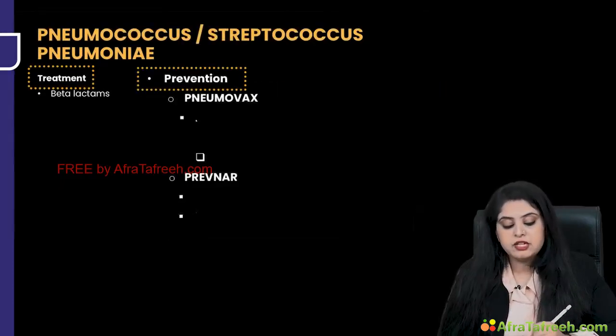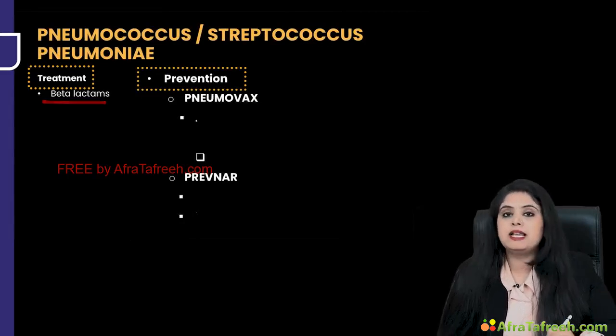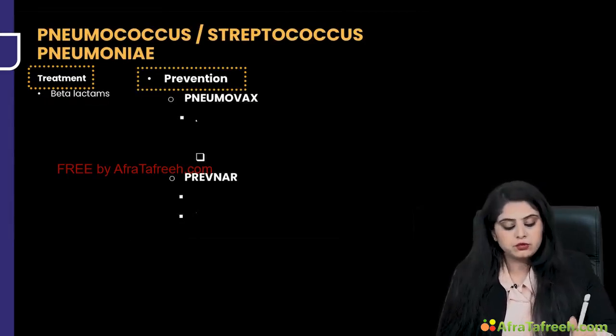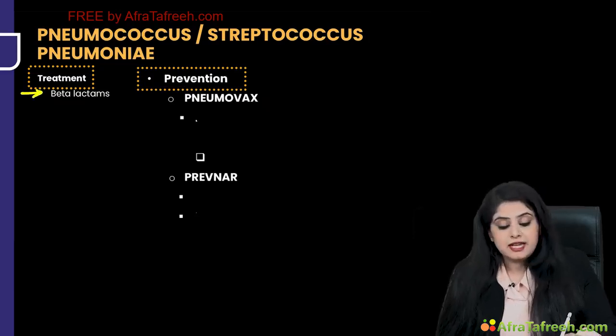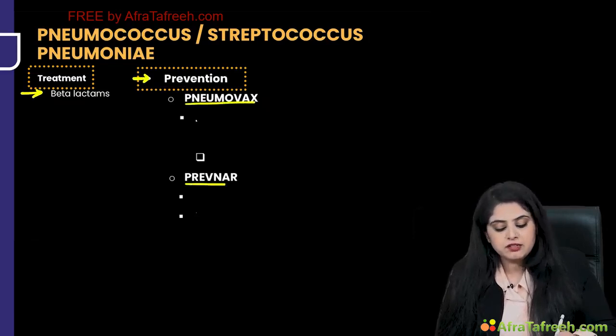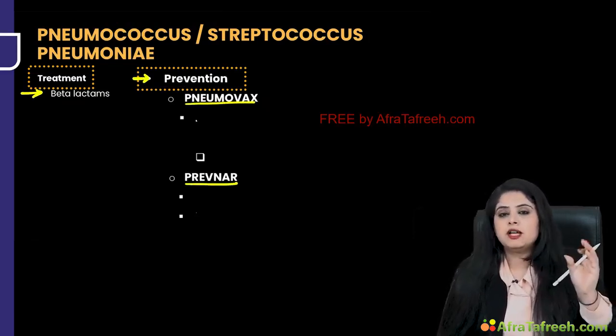When I ask you about the treatment of this, you know it is going to be beta-lactams. Resistance hai, to of course you can use cephalosporins, but beta-lactams is what you start with. And of course the prevention, you know there are two vaccines. One is known as the Pneumovax and one is known as Prevnar. Chota wala naam, bada wala naam.